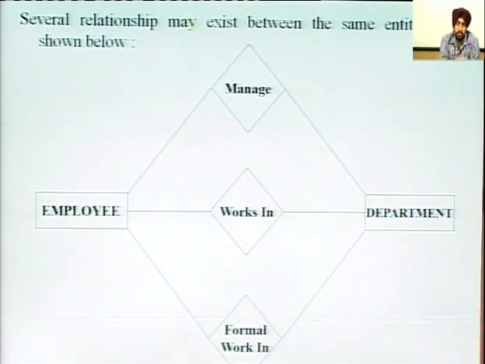This diagram shows that if there are two entities, then there can be a number of relationships among these entities. There is not strictly only one relationship among the two entities. There can be more than one relationship between the two entities.